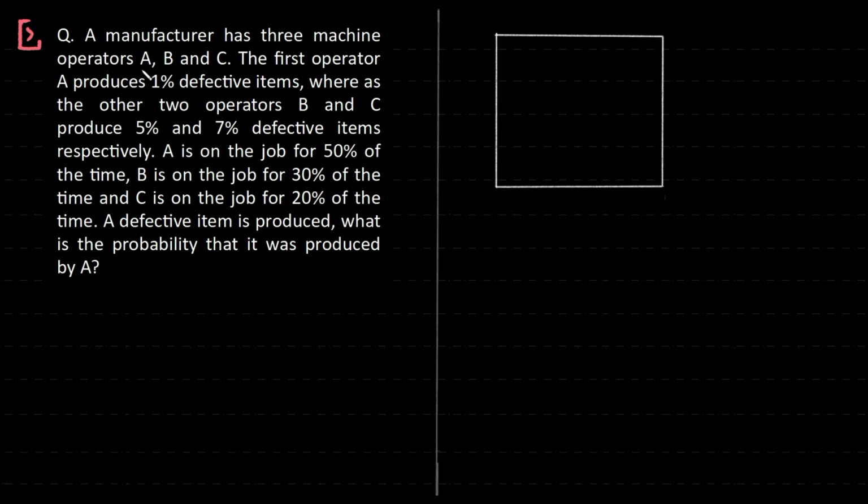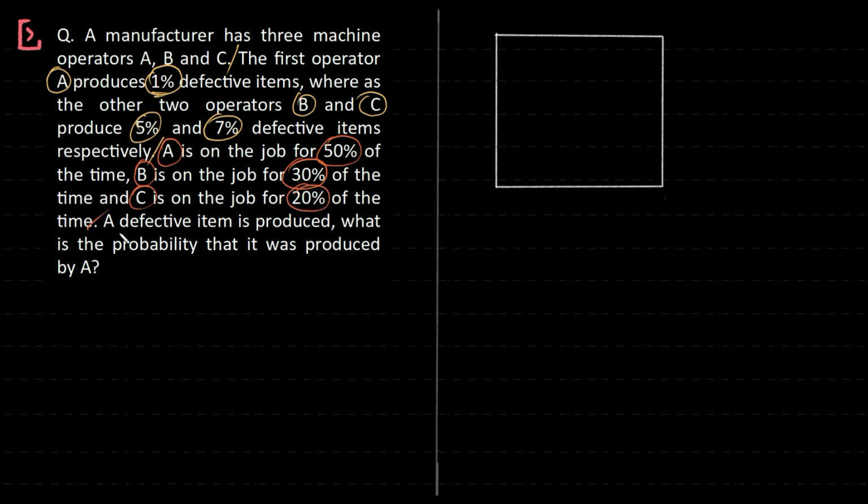So we have three machines A, B, and C. The first operates 1% defective items, and B and C produce 5% and 7%. So this is A, B, and C, 1, 5 and 7 percent defective. So these are the defective items that are produced by the respective machines. A produces 50% of the things, B does 30% of the job, and C does 20% of the job.